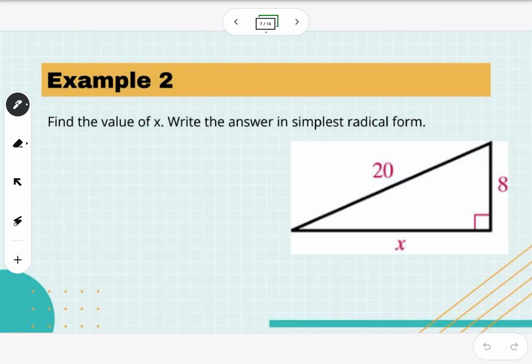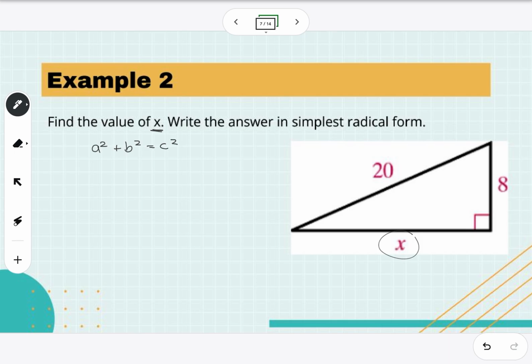All right, let's try another one. So example 2, find the value of x, so that's a missing side, and in this case, x is a leg. So we just need to be a little bit careful when we're plugging into Pythagorean theorem. Make sure your hypotenuse, your longest one, is always going in for c. So I'm going to use a squared plus b squared equals c squared.